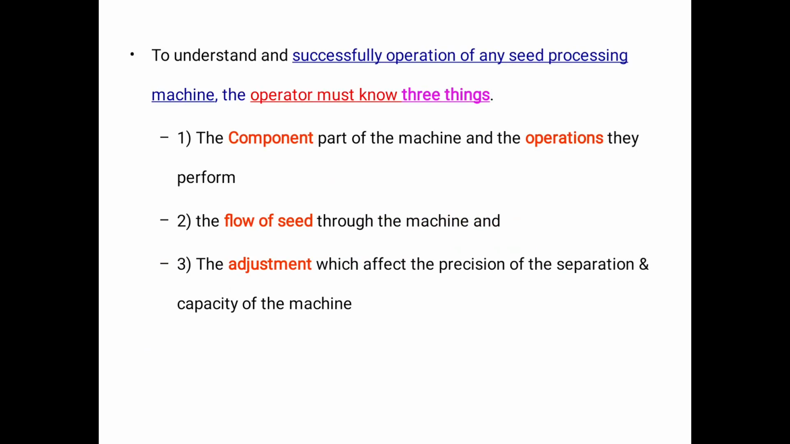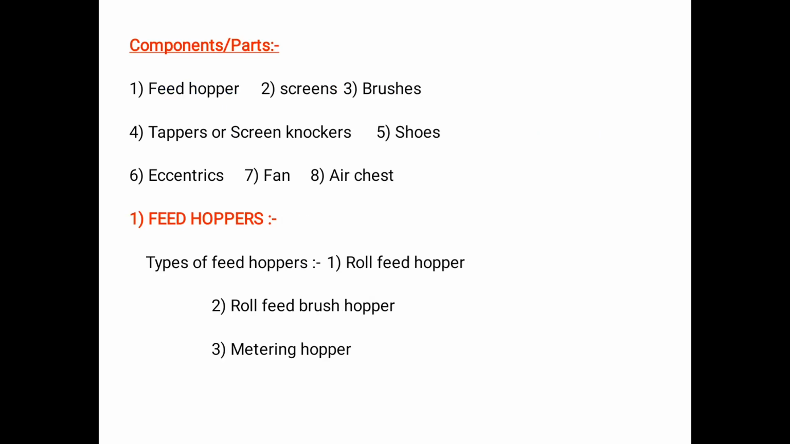To understand and successfully operate any seed processing machine, the operator must know three things. First, the component parts of the machine and the operations they perform. Second, the flow of seeds through the machine. And third, the adjustments which affect the precision of separation and the capacity of the machine. So these are the three things for operators to keep in mind while operating the air screen cleaners.